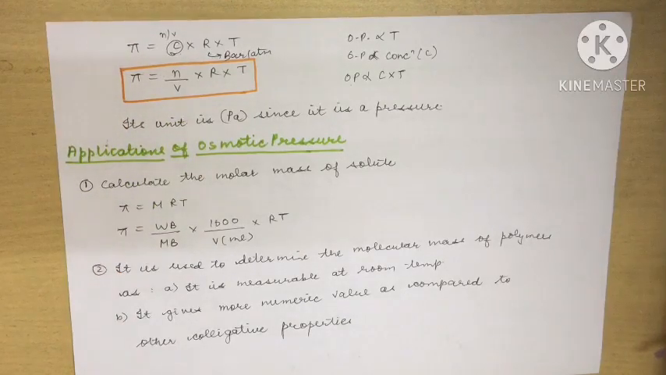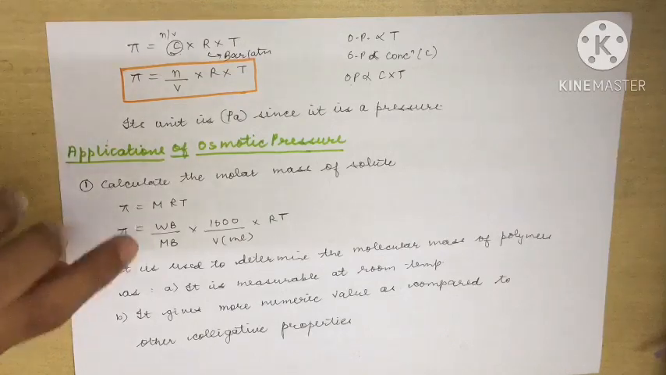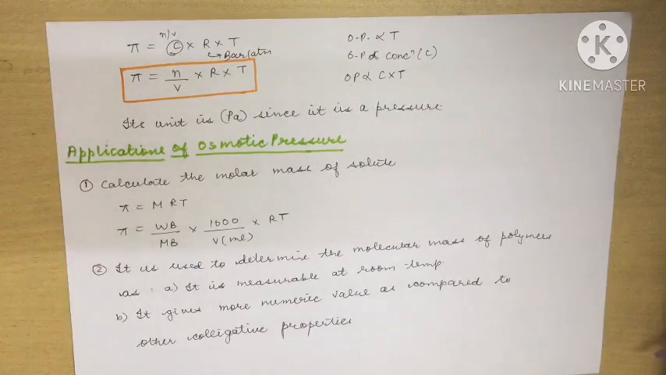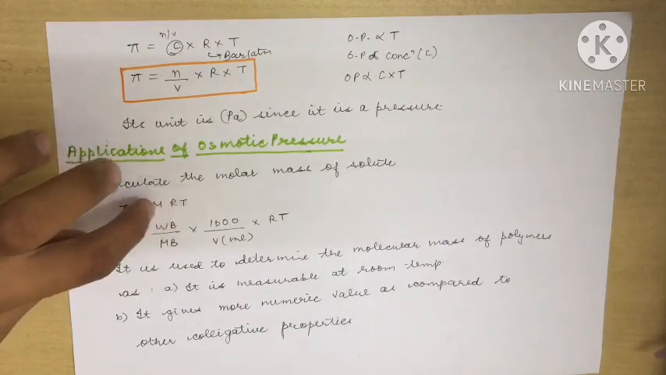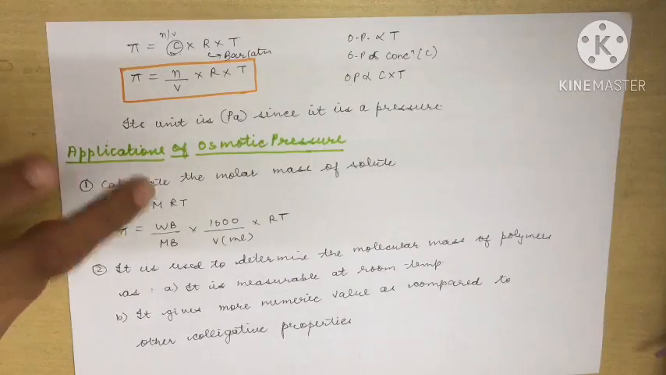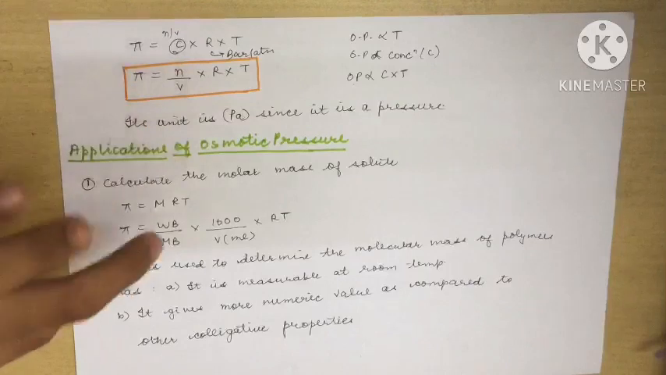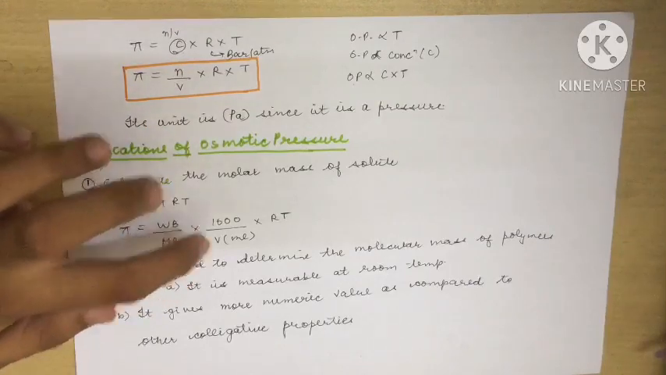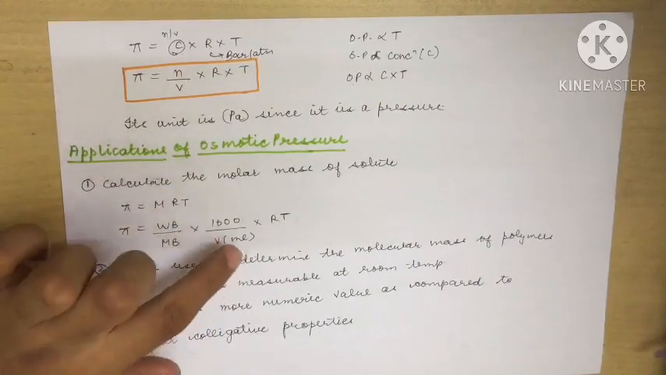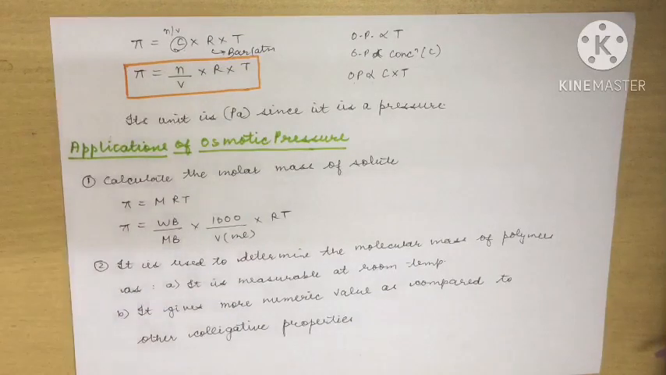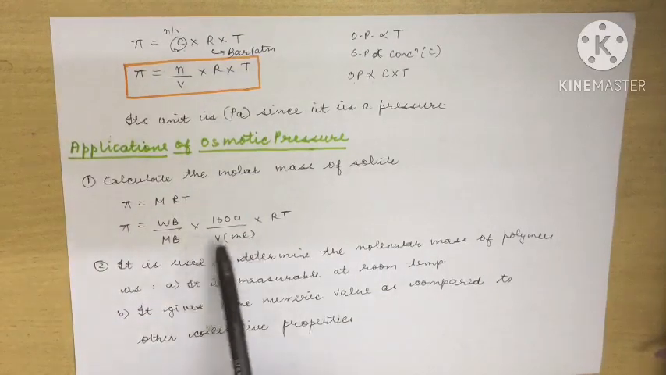Now there are some applications of this osmotic pressure which you have to learn. First of all is again the same, that is to calculate the molar mass of solute. To calculate the molar mass of solute, we already know pi equals CRT or MRT. This is molarity, so substituting this, we can write n by V as WB upon MB multiplied by V. If it is in ml, then here we'll put 1000, and RT is there only.